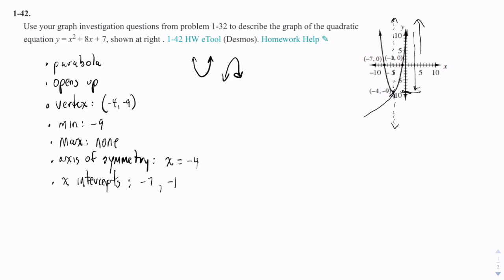And then we should look on the graph where it crosses the y-axis, so that's the y-intercept, at +7. And these characteristics would be a good description of the graph of the parabola.